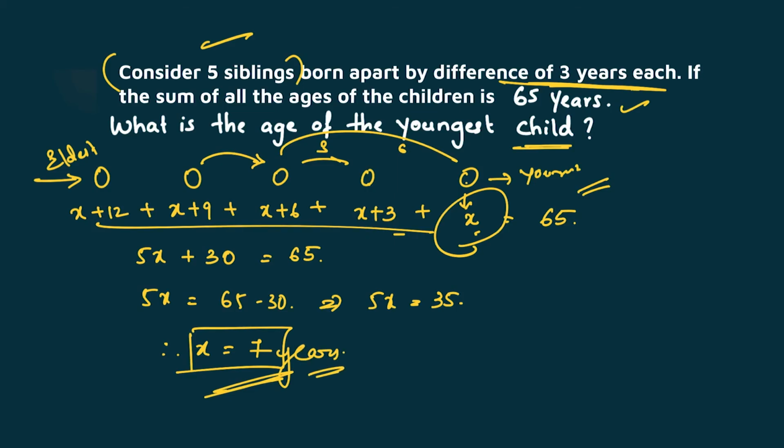Suppose they had asked what is the age of the eldest child, then you should add 12 years to the youngest child's age. So that is 7 plus 12, which becomes 19. So the age of the eldest child is 19 years.